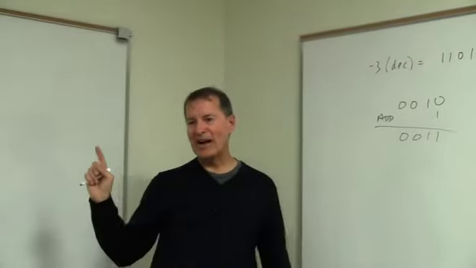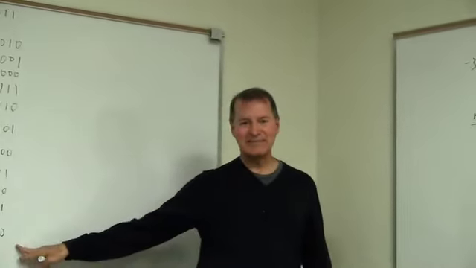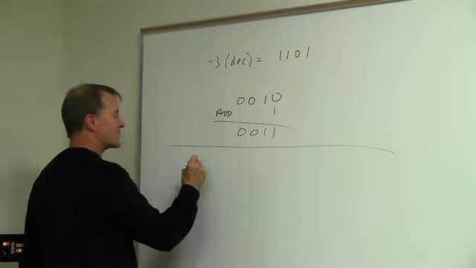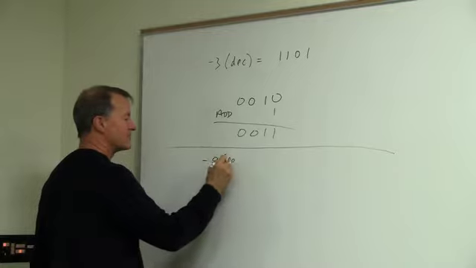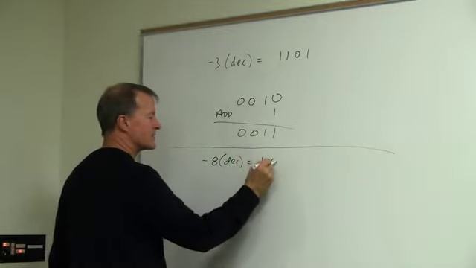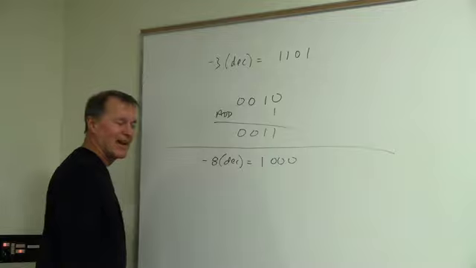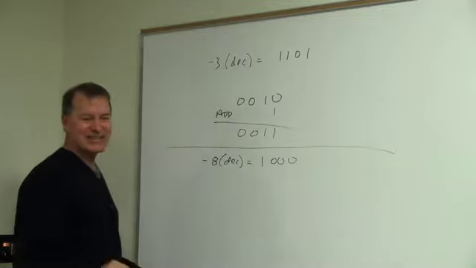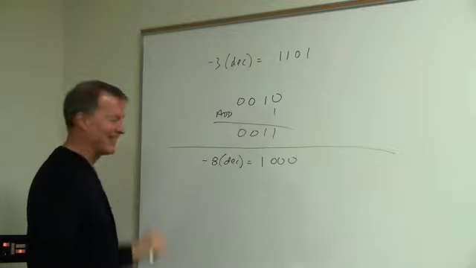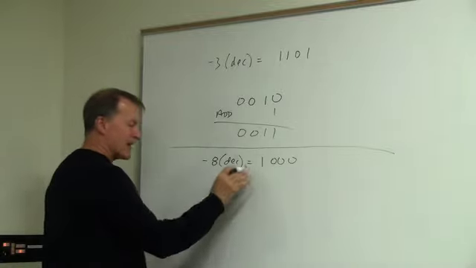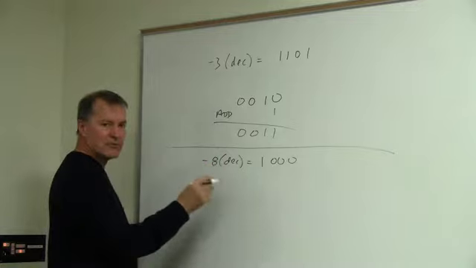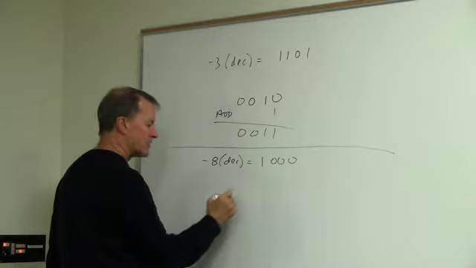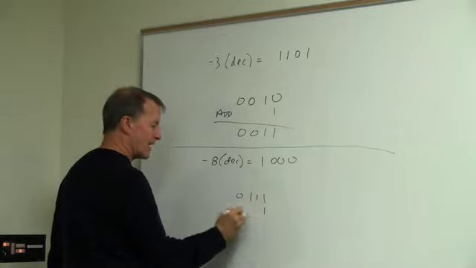But now, what about negative 8? Well, check this out. What's negative 8 in binary? 1000. But now, what happens if you try this rule? What happens if you try to negate negative 8? You flip the bits to get 0111, and then add 1.